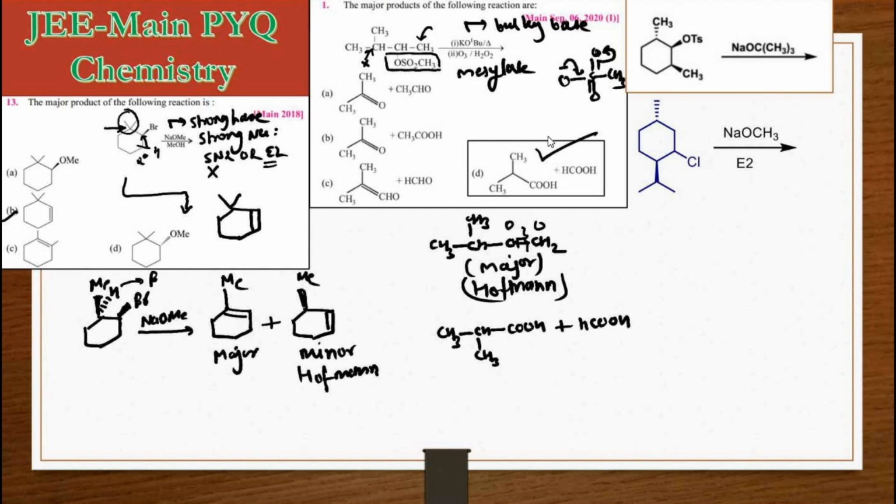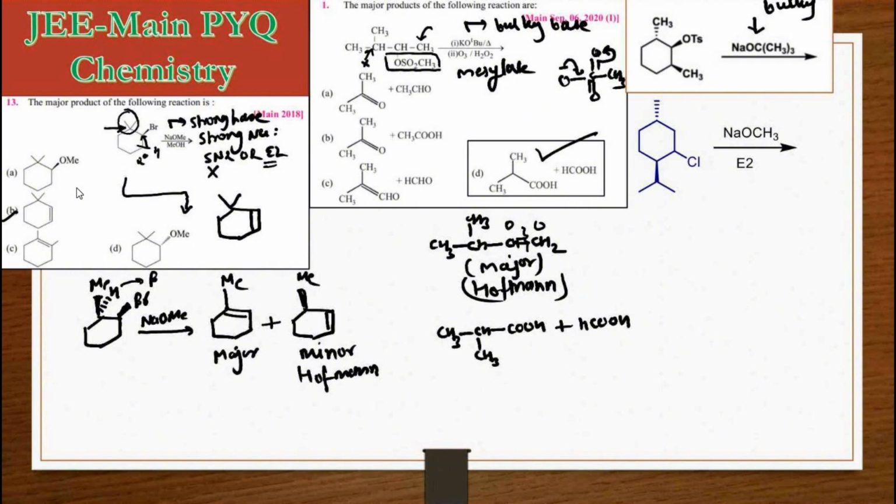Now look at this. This is the bulky base here. This is nothing but tertiary butoxide, and we have to make the Hofmann product, right? But there is only one possibility here, because this is the leaving group. Tosylate is the leaving group. Tosylate and mesylate are very good leaving groups like iodide and bromide.